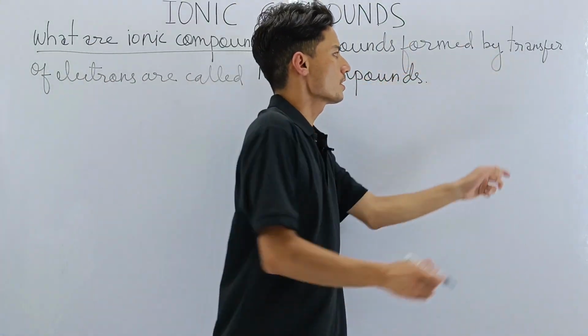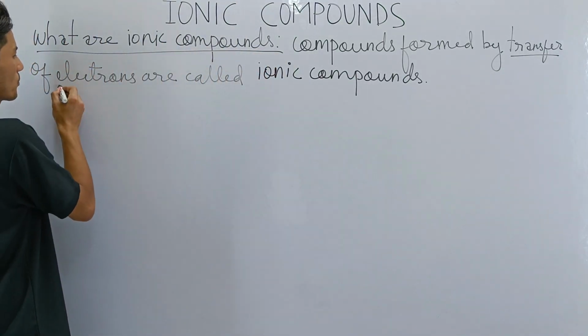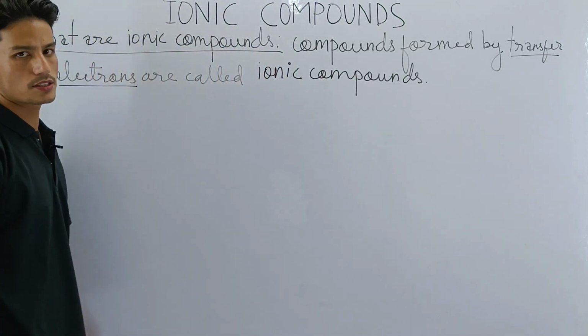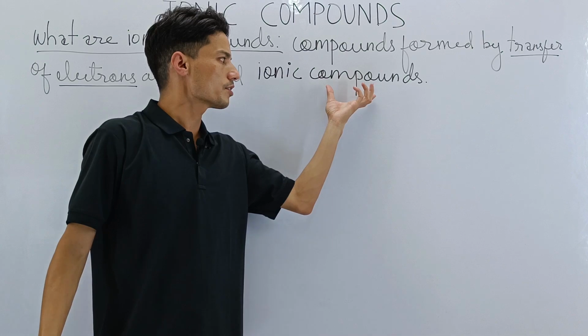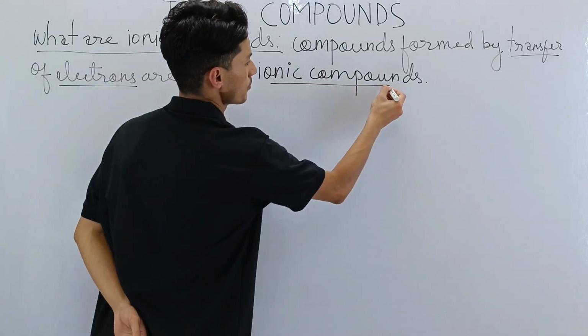Compounds formed by transfer, okay, transfer of, what are we transferring? Transfer of electrons. Remember class? Okay, transfer of electrons. So compounds formed by transfer of electrons are called ionic compounds.